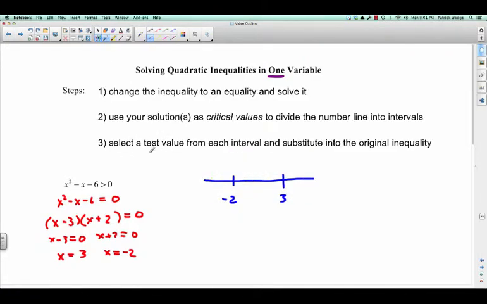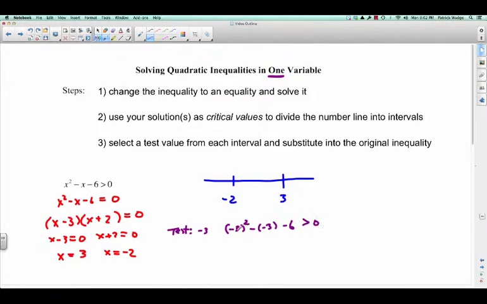Okay, so what this step asks us to do is to select a test value from each interval. So we're going to select a point from down here, below -2. Don't pick -2. If you put that into the original inequality, you'd get 0 is greater than 0, right? -2 and 3 are the parts where it equals 0. So pick a point less than -2. How about -3? So I'll put here test -3. I'm putting it in the original inequality: -3 squared minus -3 minus 6 is greater than 0.